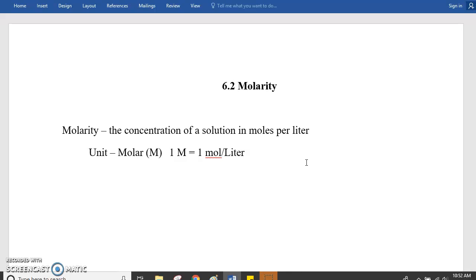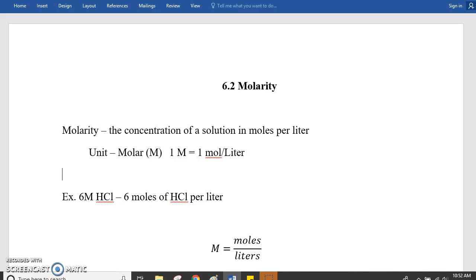This is called molarity, the concentration of a solution measured in moles per liter. The unit is molar, just like a tooth, and is abbreviated just capital letter M, where 1 molar is the equivalent of 1 mole of the solute in 1 liter of solution. So, moles divided by liters.